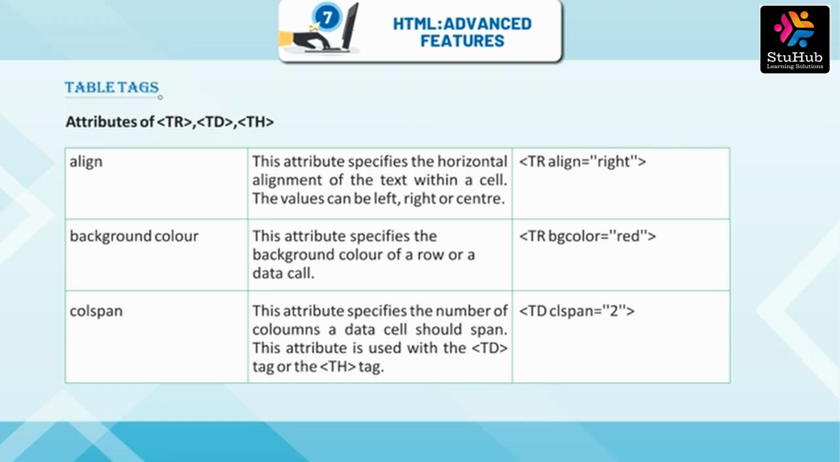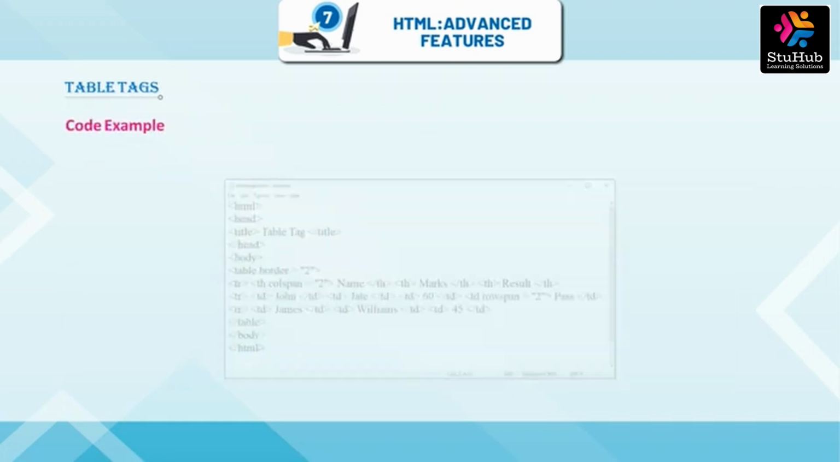Colspan. This attribute specifies the number of columns a data cell should span. This attribute is used with TD tag or the TH tag. Open TD tag, colspan equals 2 in double quote.